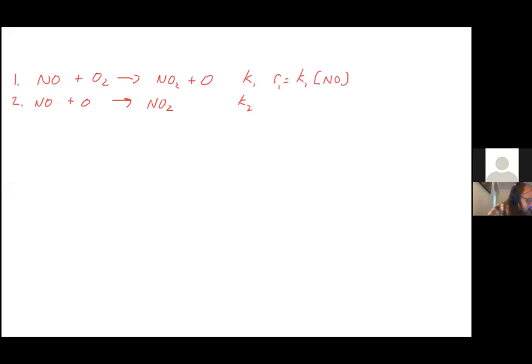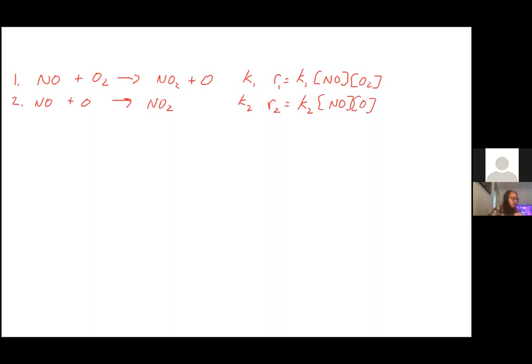So step 1, NO plus O2 goes to NO2 plus O, and then there's a K1. Step 2, NO plus O goes to NO2, K2, right? What I'm going to do is write down the rate law for each step. These are elementary steps, okay?